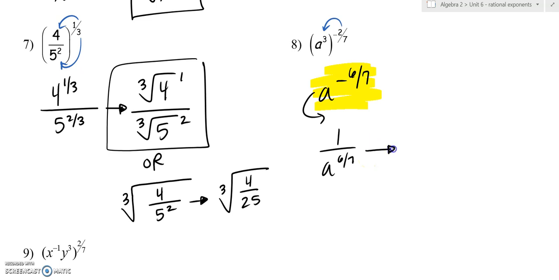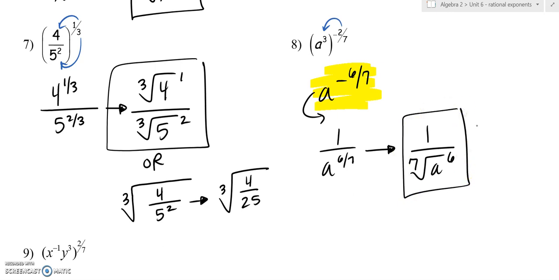I want to rewrite that piece. 1 over 7 on the ledge, a under, 6 on the outside. And then I'm good to go.